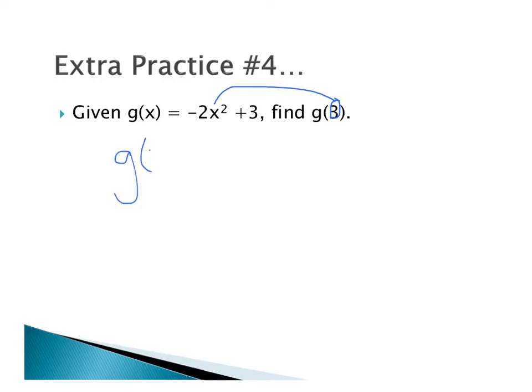So I have g of 3 equals negative 2, parentheses. Remember, we always put that number into parentheses. Whatever we're plugging in, we put it in parentheses. Plus 3. So negative 2 times 3 squared plus 3.